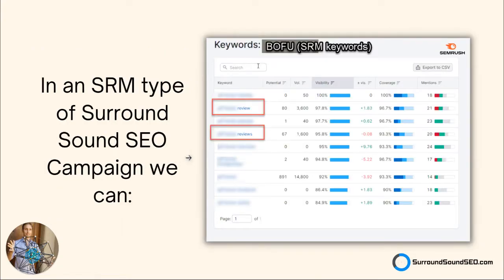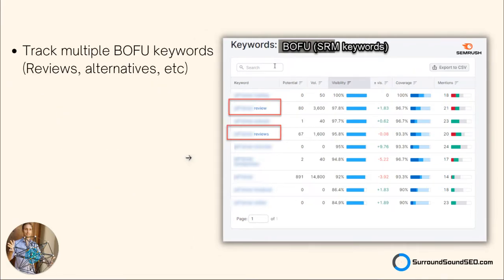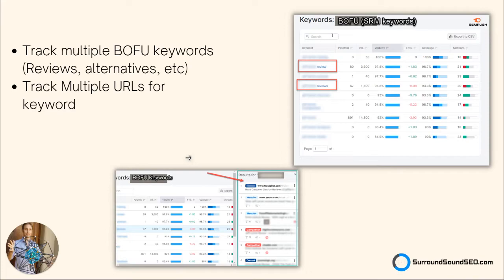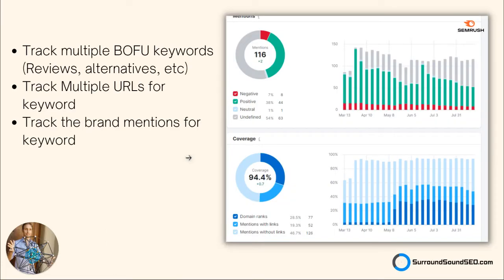In an SRM type of surround sound SEO campaign, here's some of the things that we can do. We can track multiple bottom of funnel keywords, reviews, and there's also a keyword that has the word alternatives in it. That's arguably a transactional keyword and arguably a flywheel keyword. We also can track multiple URLs for that keyword.